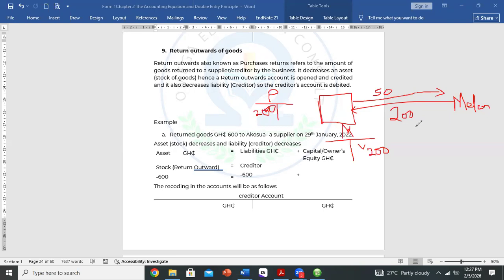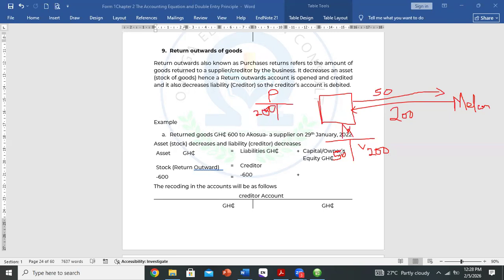So I need to show this in the account. So in Malcolm's account, I would come and debit Malcolm. And when I debit Malcolm, you see that it will reduce how much I owed Malcolm. That's why we say that anytime there's return outwards, it decreases the liability, that's the creditor. And you can see that in the scenario here. I owed Malcolm 200, but because I returned some of the goods back to Malcolm, I now don't owe them 200. I owe them 150. How can I do that? I have to debit their account with what?